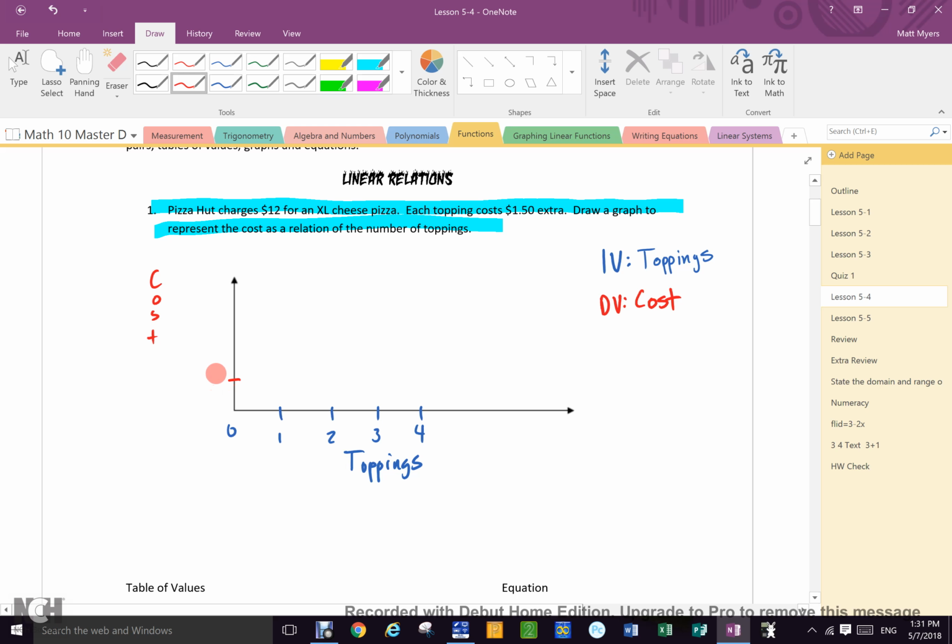What's the lowest cost I need on here? $12. Mr. Myers, have you seen the pictures on the internet of the guy with strawberries on his pizza? What? Barf.